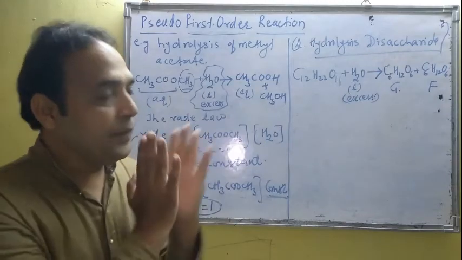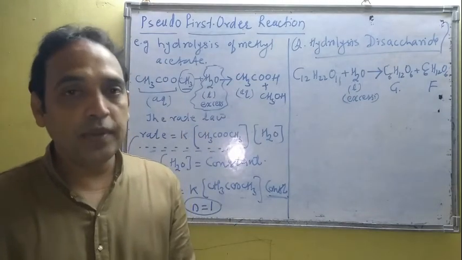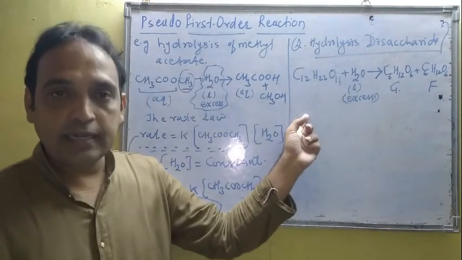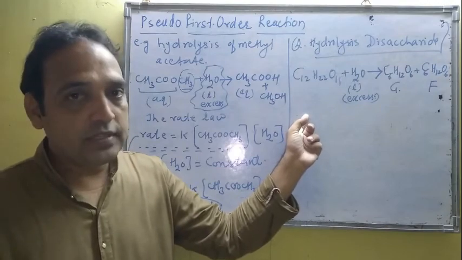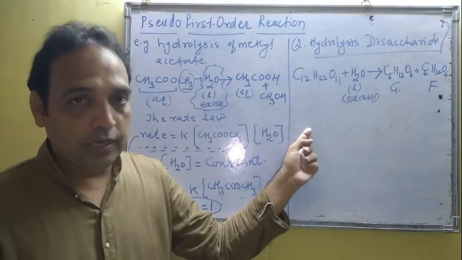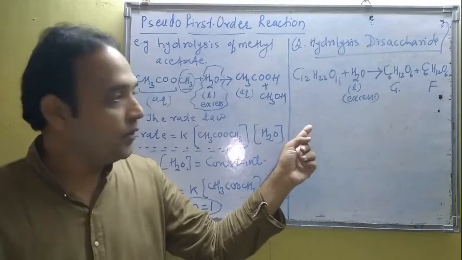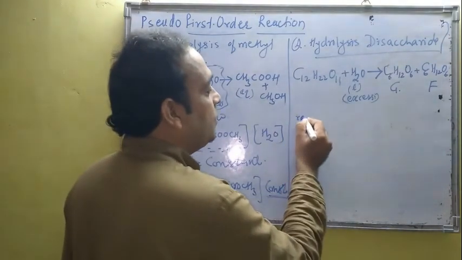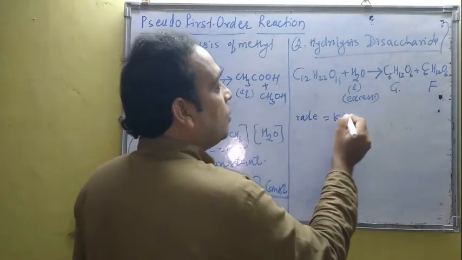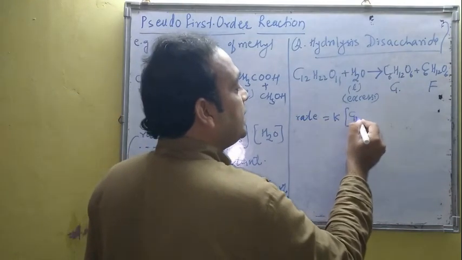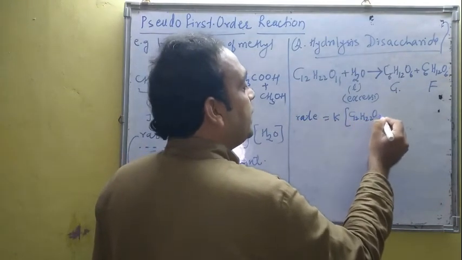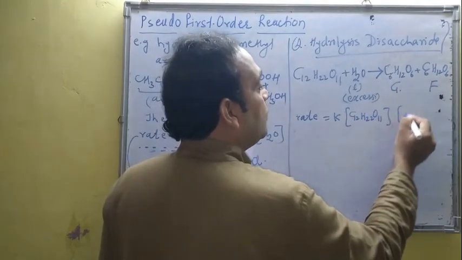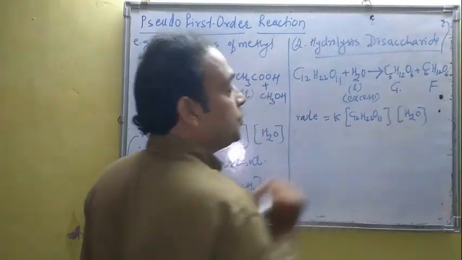Now let me discuss this point. How will you explain it? First write the rate law. What is the rate law of this reaction? Rate is proportional to; remove proportional, so it is equal to. Rate is equal to K, concentration of disaccharide C12H22O11 into concentration of H2O.